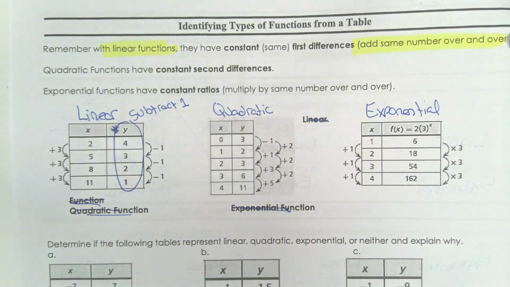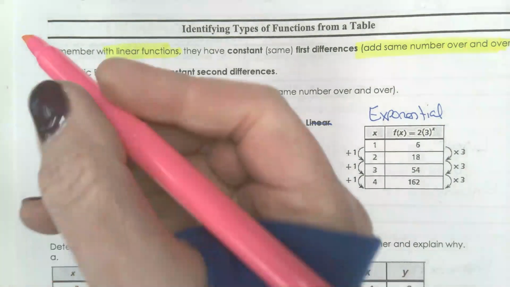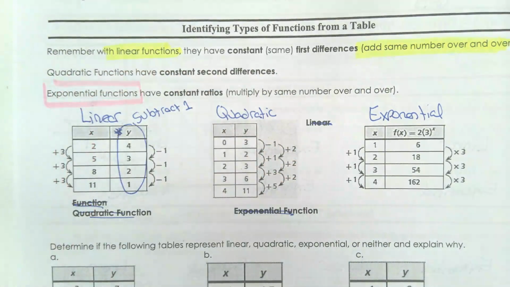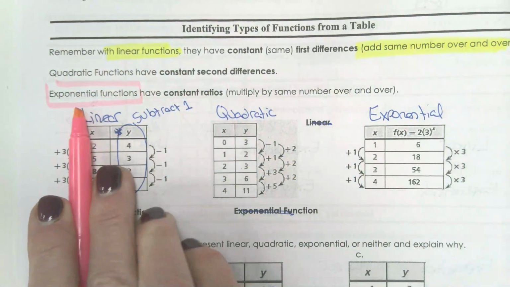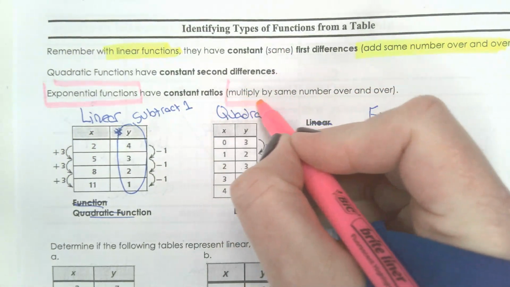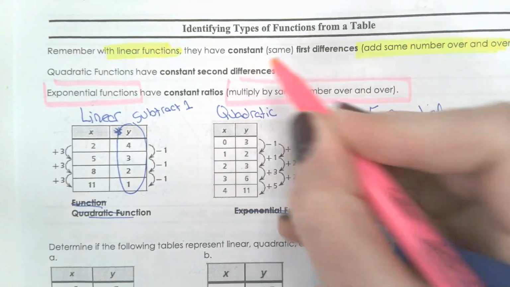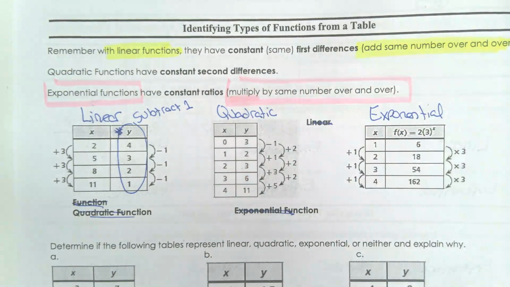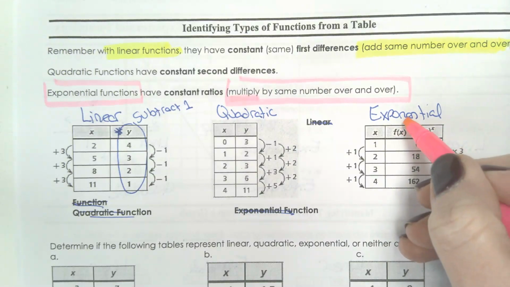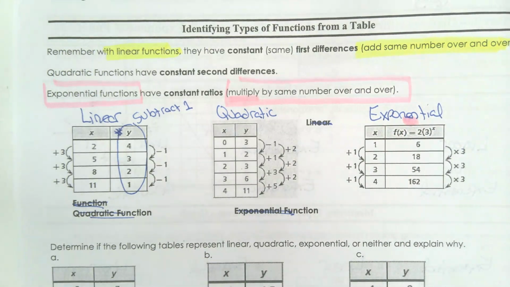Quadratics are a little bit weird. I'm going to skip that one, and I'm going to jump over to exponentials for a moment. So up here at the top, it says, exponential have a constant ratio. You are multiplying by the same number over and over again. And once again, we are only focusing and talking about the y values.